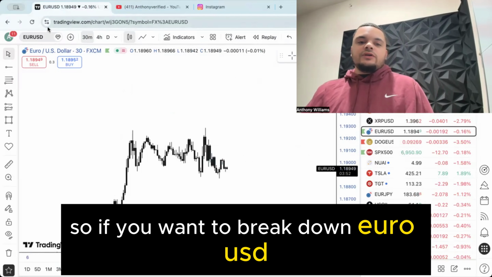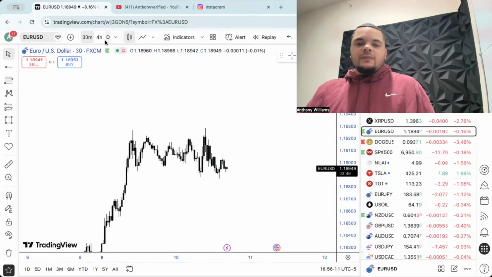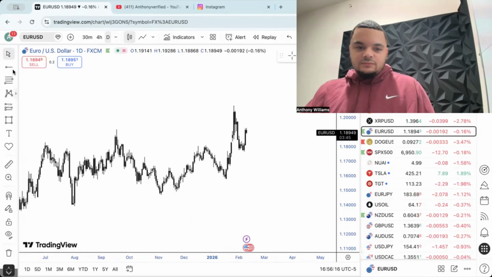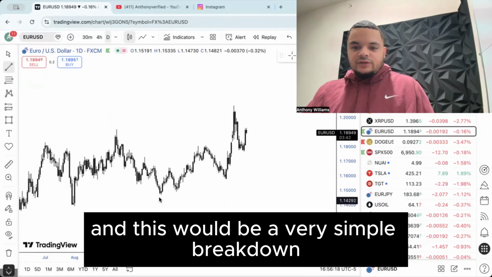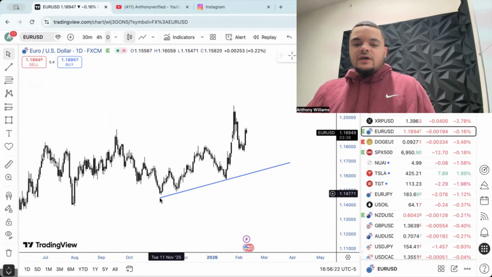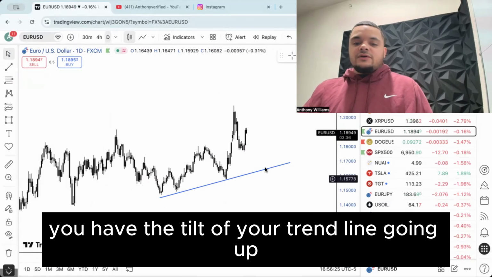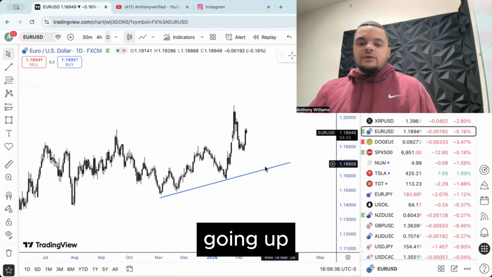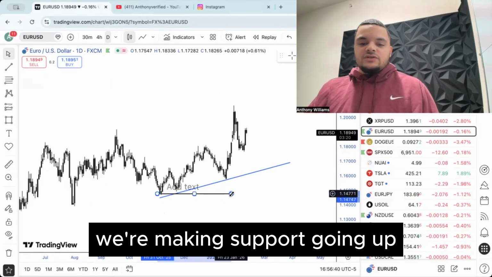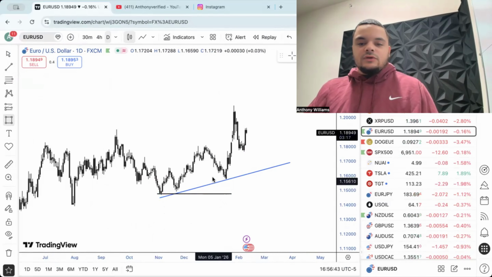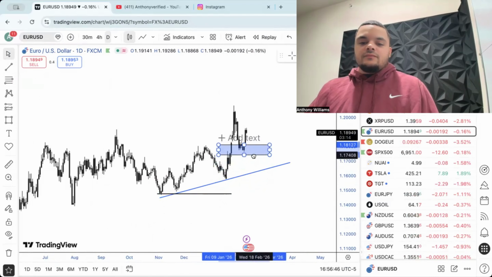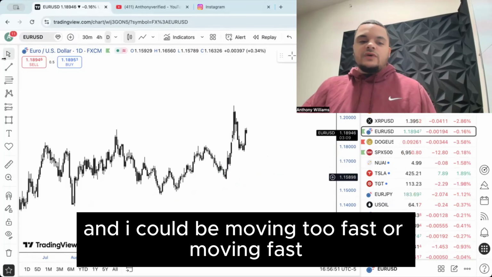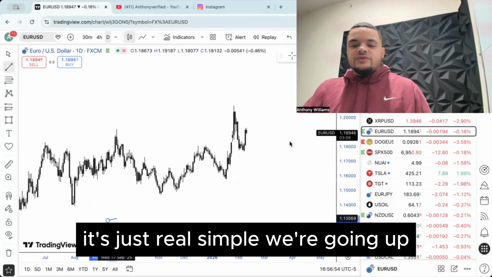So if you want to break down Euro USD, the first thing I would do is go to my buys. This would be a very simple breakdown, and I see that I am in buys. You're in buys because, one, you have the tilt of your trend line going up, and two, we're making support going up, going up, going up. All right, let's just take all this off. I could be moving too fast, it's just real simple. We're going up.